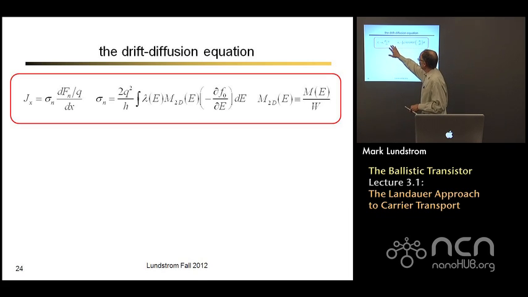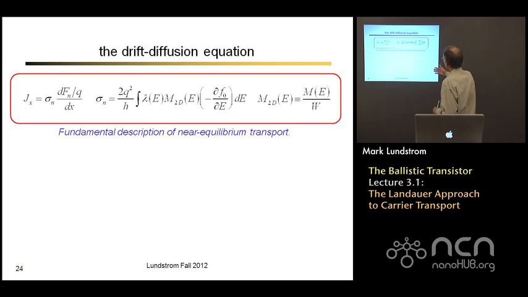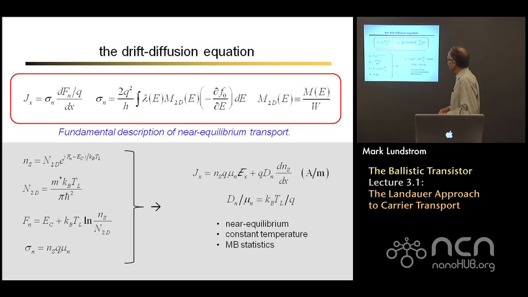We can rewrite it. That change in quasi-Fermi level divided by length is just the derivative of the quasi-Fermi level. If I write it this way, then all of the constants out front are just the conductivity. So this is a very fundamental description of near equilibrium transport. Many books would start with this equation. You sometimes derive it from non-equilibrium thermodynamics. It comes out of our Landauer approach if we assume near equilibrium conditions.